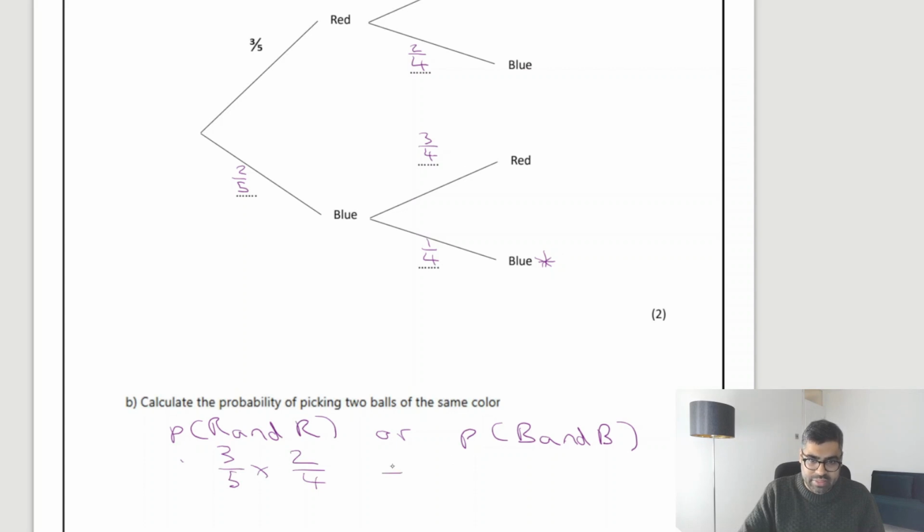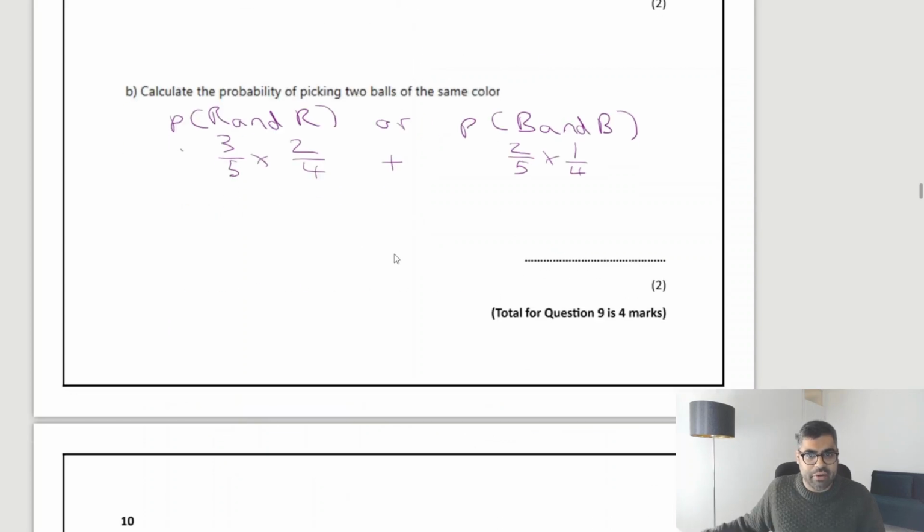Or means plus. Then we're going to have blue and blue. So our blue is 2 over 5. And our blue here is 1 over 4. So we're times-ing it by 1 over 4. So let's just set about calculating this.